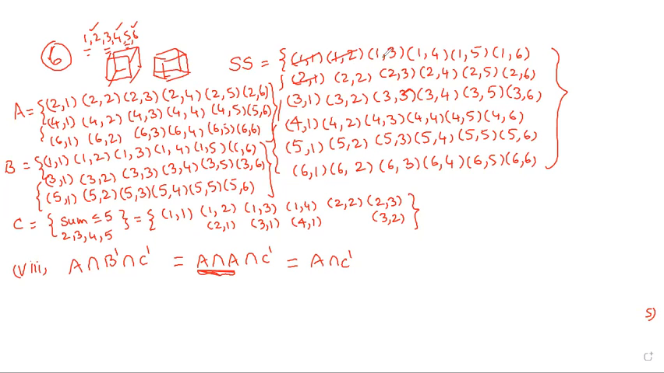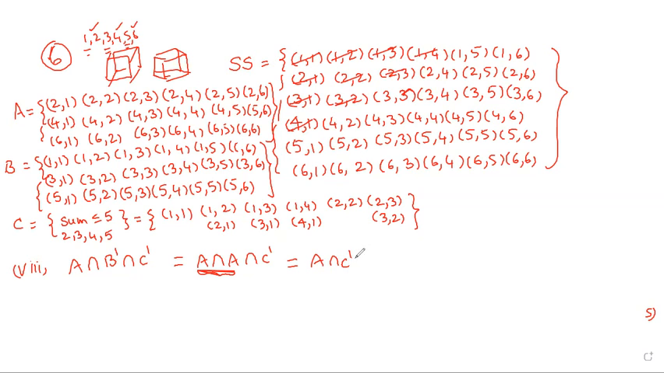And 1 3 cancels, and 3 1 cancels, and 1 4 cancels, and 4 1 cancels. Okay, 2 2 cancels, 2 3 cancels, 3 2 cancels. All other elements are there, and this is the C dash.